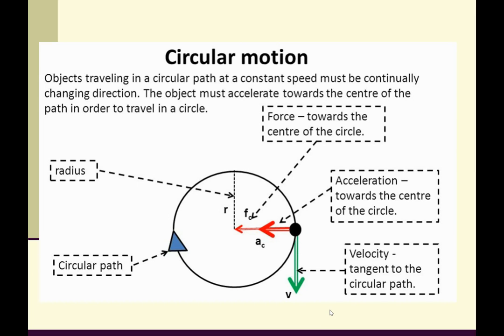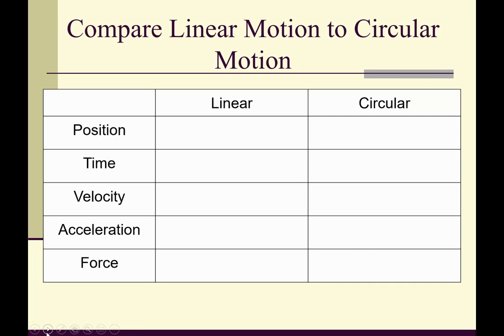Then we have our radius. Our radius is from the center of our circle to the edge of our circle. And then our velocity is tangent to that path of motion. Okay, so when we're looking at circular motion versus linear motion, we can really compare a lot of things. And this is the part that I typically introduce a little bit later on in the year, but I'm going to try something a little bit different this time.